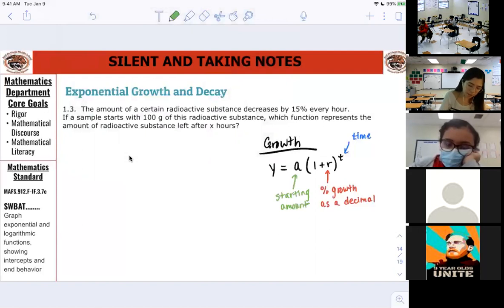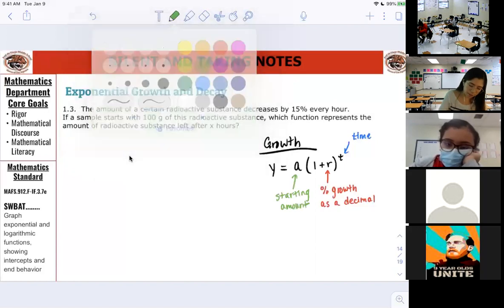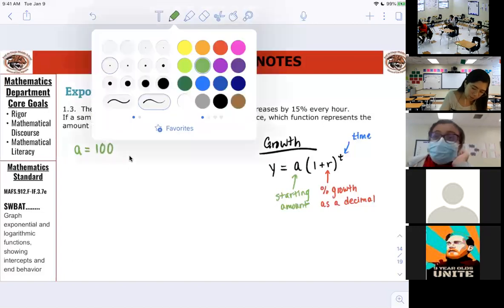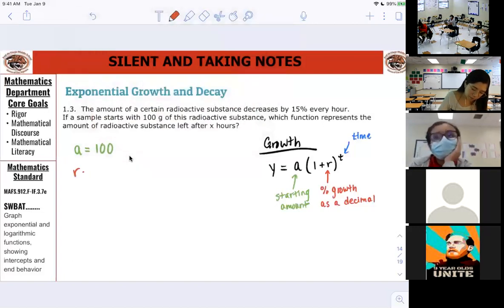So let's put it all together. Here, what is my starting amount? 100 grams. 100 grams, right? What is the rate of growth?